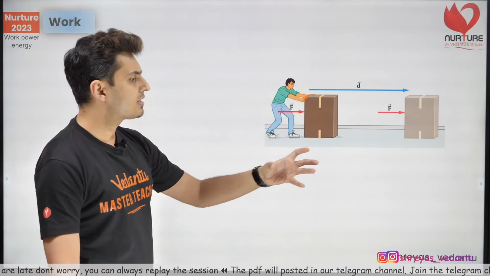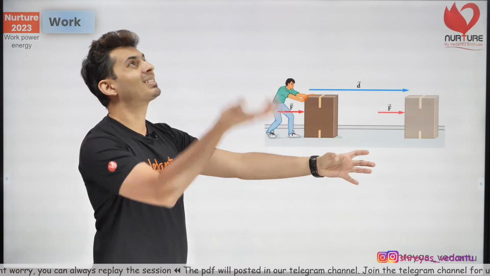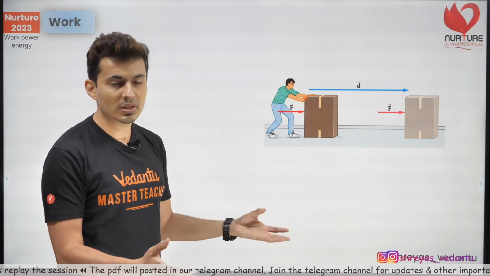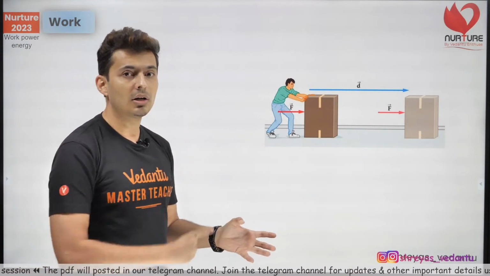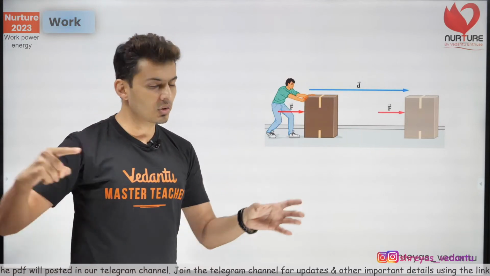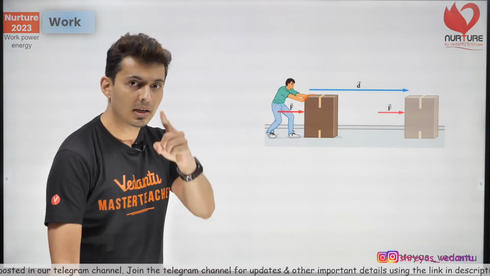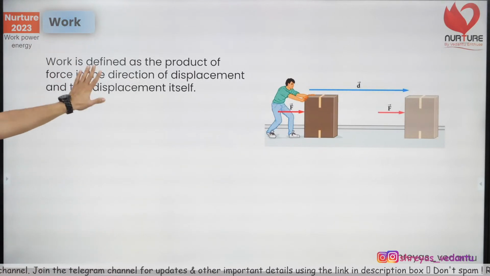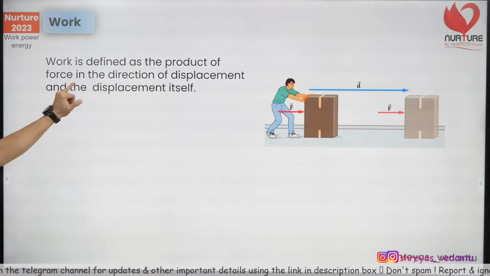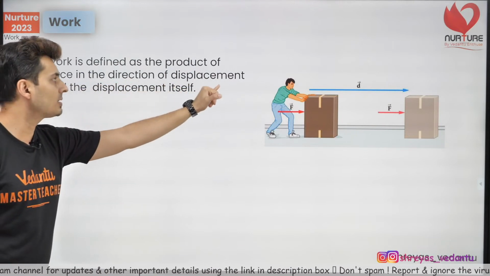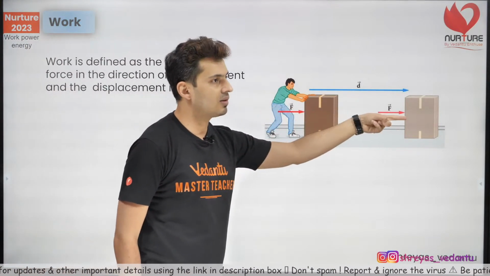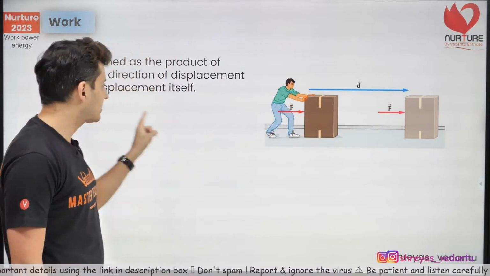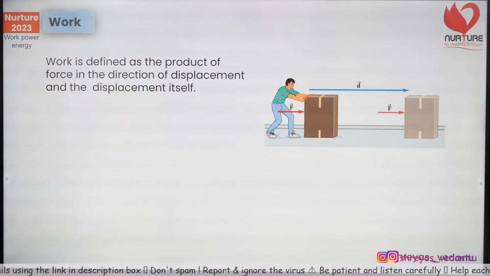So, if something is moving here, I'm applying the force here. In spite of that, if it is moving here, maybe because of some other forces, that force is not contributing in the work. Only those forces in the direction of the work or in the direction of the displacement contribute towards work. So work is the product of the force in the direction of the displacement into how much my displacement itself is.